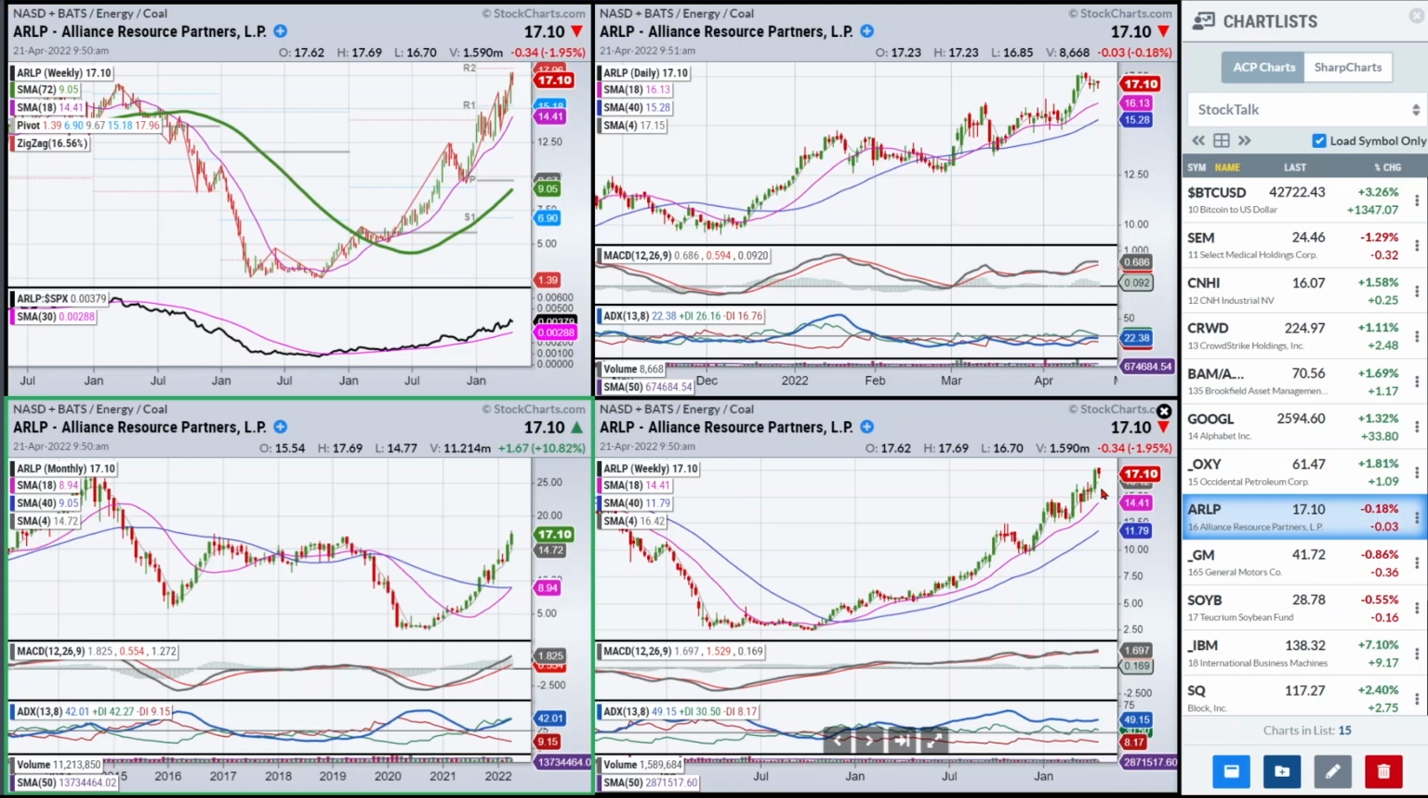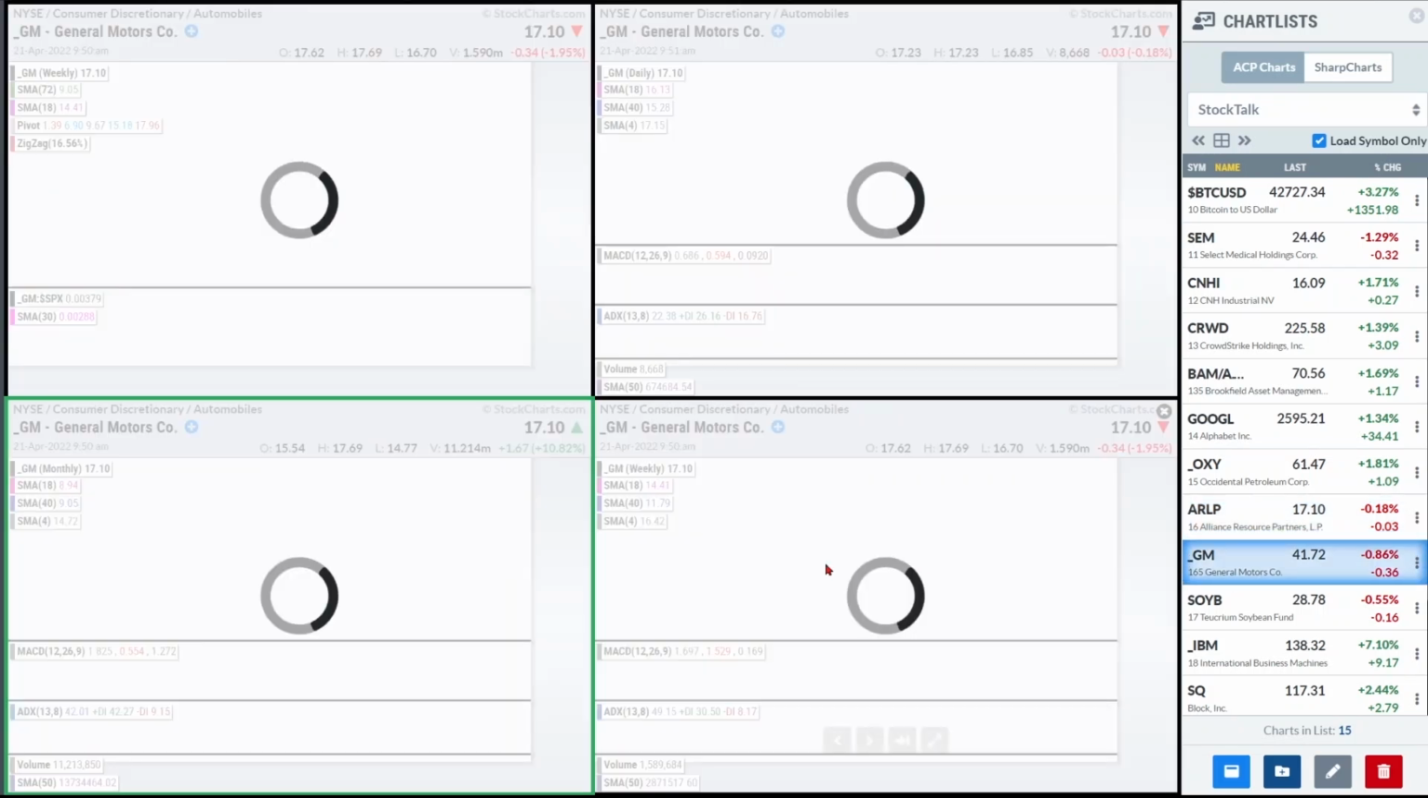I would prefer to see this at least come back to the 18-week. I'd like to see this go through a more complex correction on the daily chart. But a lot of good things taking place here.